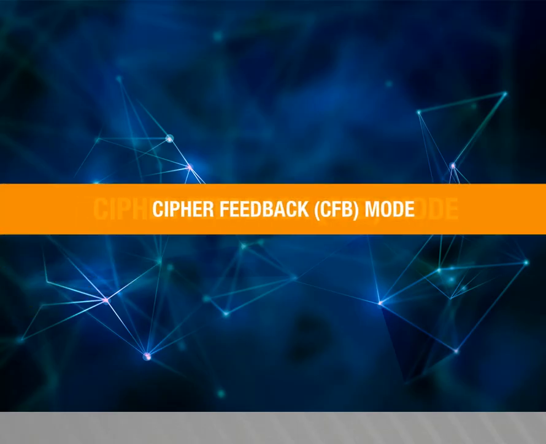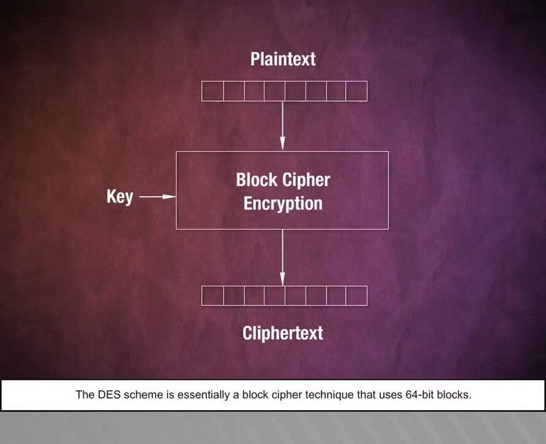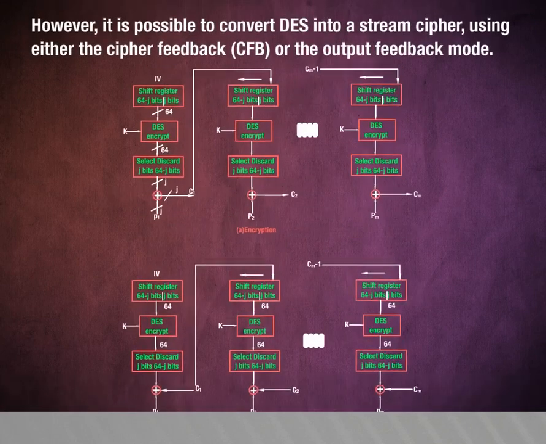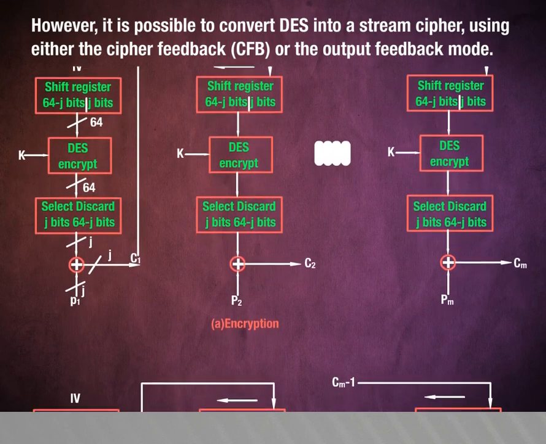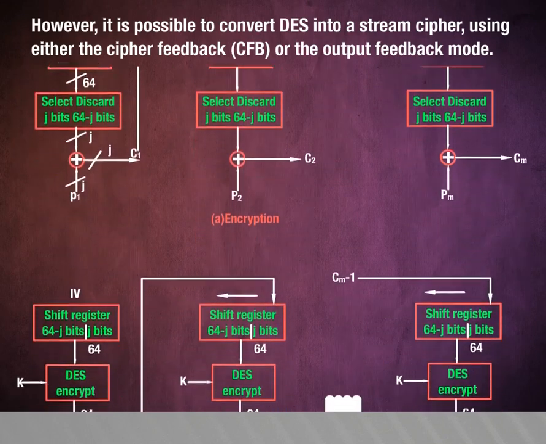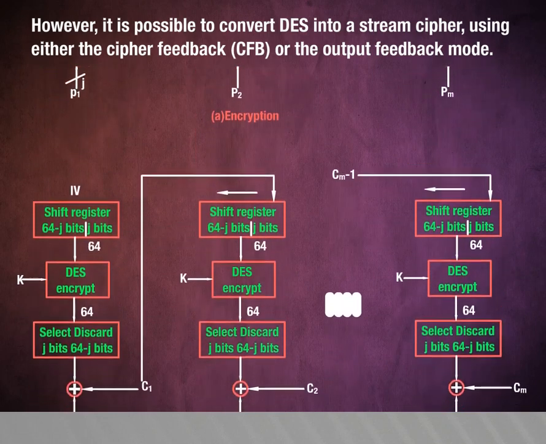Cipher feedback mode, CFB mode. In this video, we are going to see about cipher feedback, that is CFB mode. The DES scheme is essentially a block cipher technique that uses 64-bit blocks. However, it is possible to convert DES into a stream cipher using either the cipher feedback, CFB, or the output feedback mode.